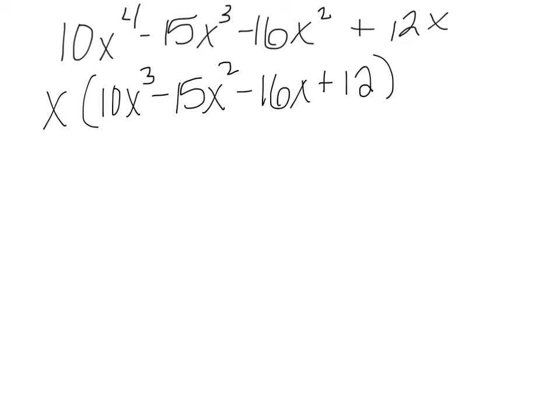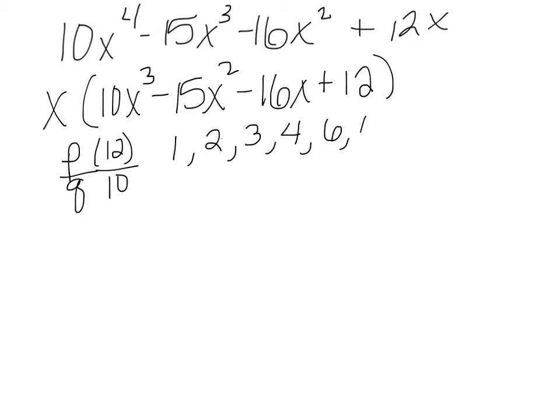What are my possibilities out of here? That's your P over Q. So my factors of 12 over my factors of 10. What are your factors of 12? Let's try that again. 1, 2, 3, 4, 6, and 12. Your factors of 10 are 1, 2, 5, and 10. So you have quite a few possibilities.